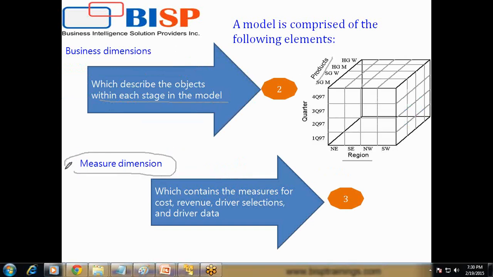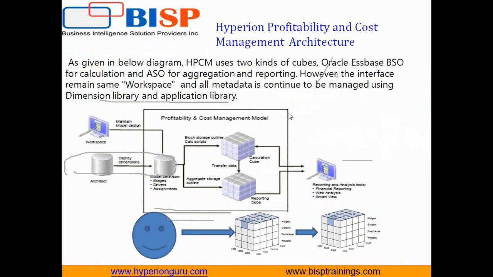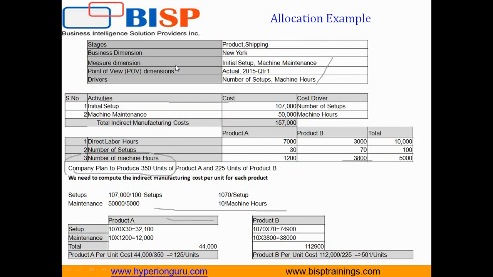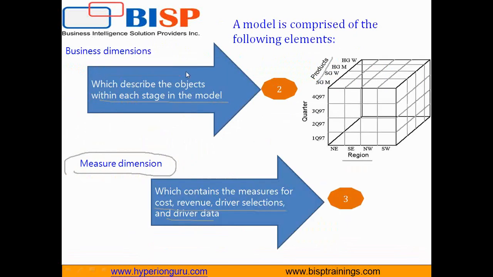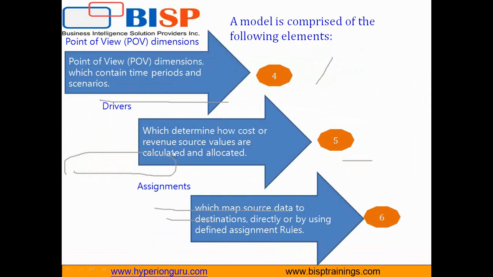Then you have measures, which is the most important element, containing the measures like cost, revenue, driver selection, and driver data. Now again, go back to the allocation which we calculated for ABC. You find our measures are initial setup and machine maintenance. This is our major dimension. And our drivers are number of setups and machine hours, which we need at the next level. So business dimension, measure dimension, then your drivers.